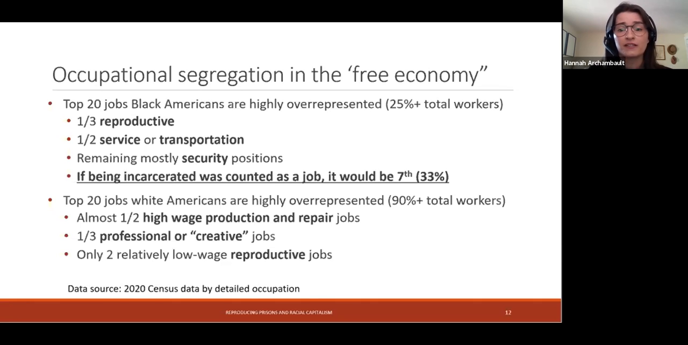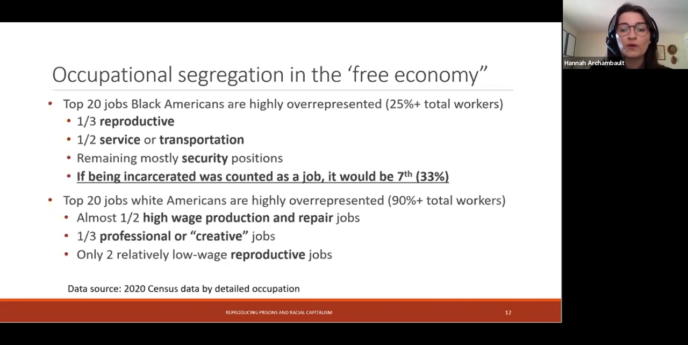Half the occupations are in service or transportation jobs, like postal service clerks and dry cleaning workers. Recycling and refuse jobs are 12th, and the remaining portion are largely security jobs. It's worth noting that furthermore, if we considered being incarcerated a job, it would be the seventh most intense in terms of occupational segregation by Black people in the United States, at 33% of Black workers.